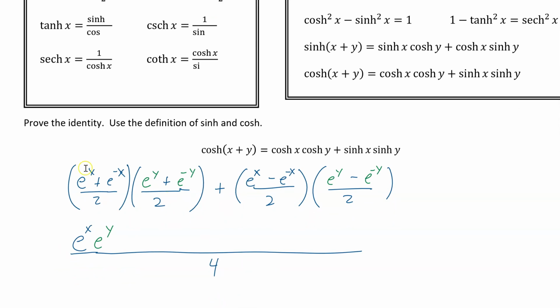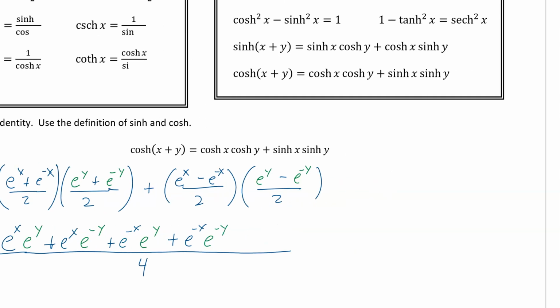All right, so we're already working perfectly. So now we just continue our distributing. So this one times this one. So plus e to the x, e to the negative y, and then we continue to the next one. So e to the negative x, e to the positive y. So plus e to the negative x and e to the y. And then we finish it with e to the negative x, e to the negative y. All right, now we move on to the second part.